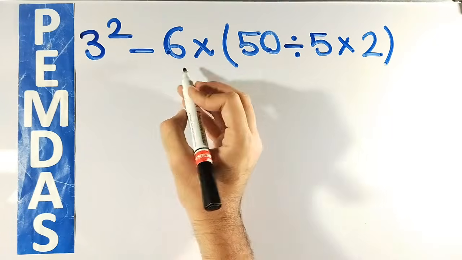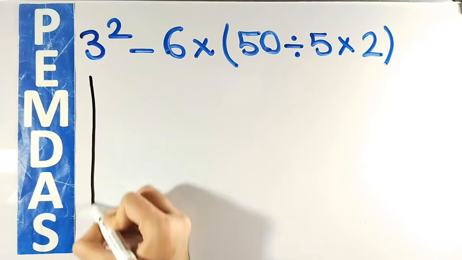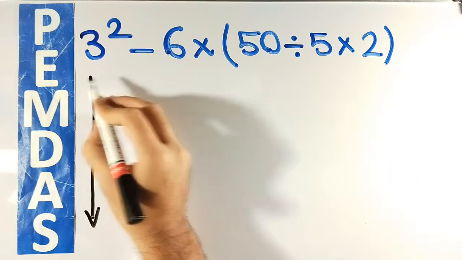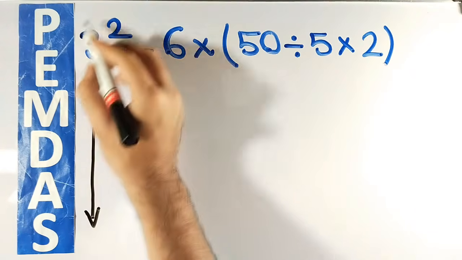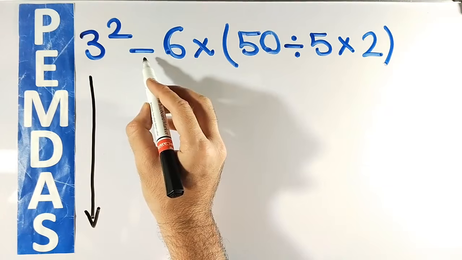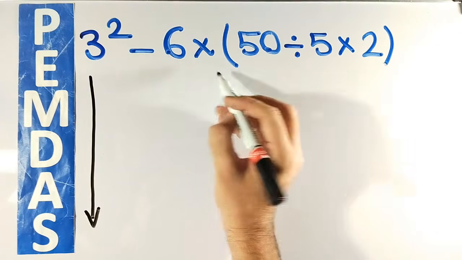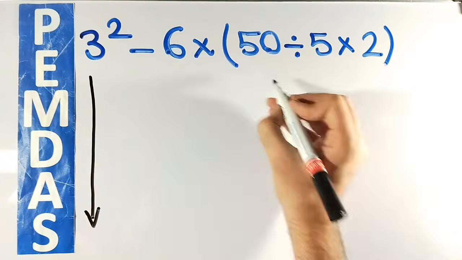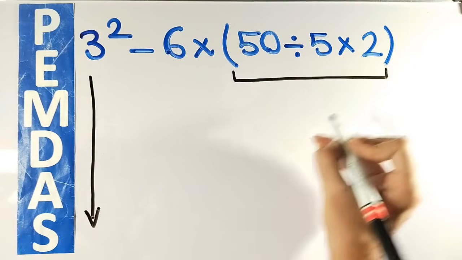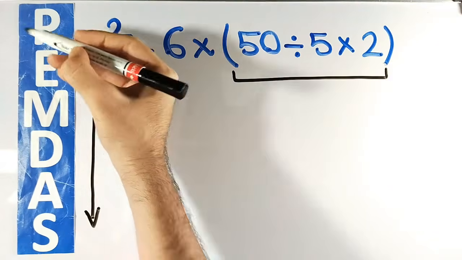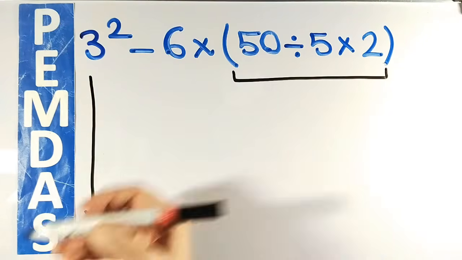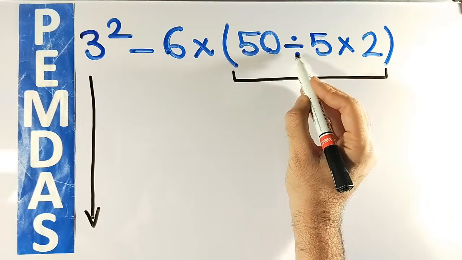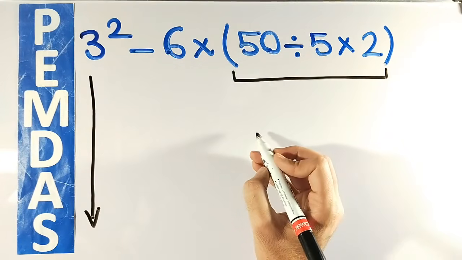To solve this question, we must follow the order of operations step by step from top to bottom. As you can see on the screen, in this expression, first we have an exponent, then a subtraction sign, followed by a multiplication, and finally parentheses. According to the PEMDAS rule, first we go for the expression inside the parentheses because parentheses have the highest priority than the other operation.